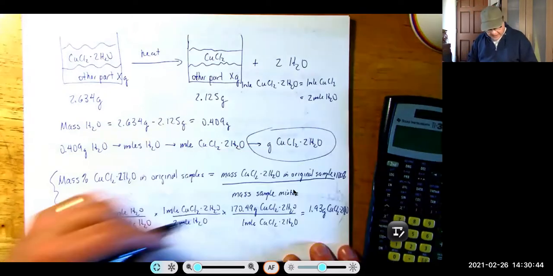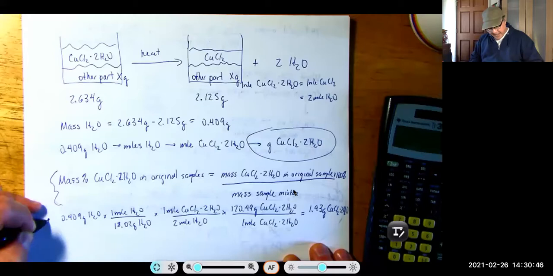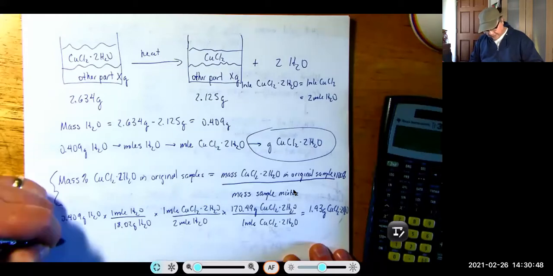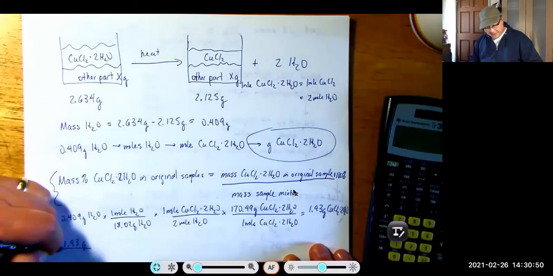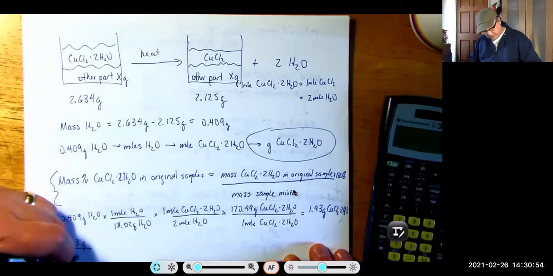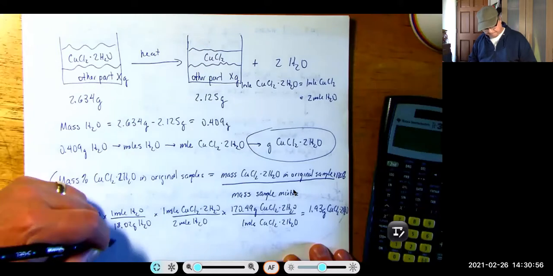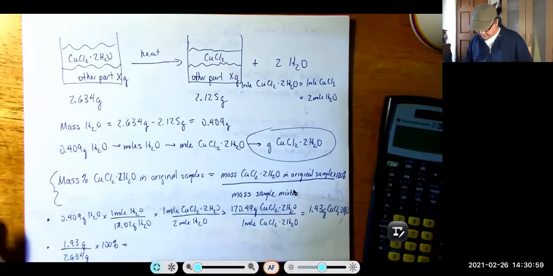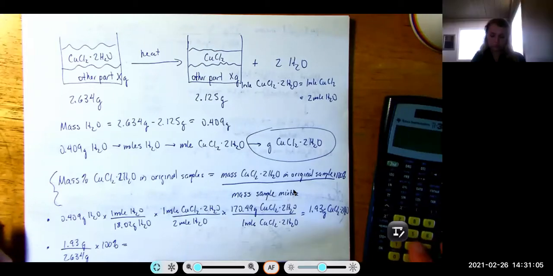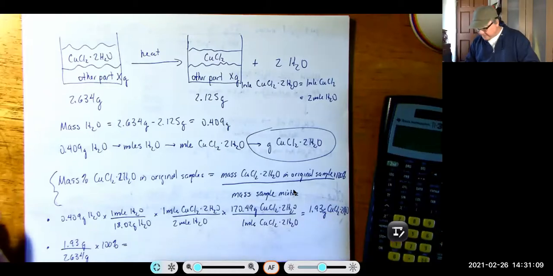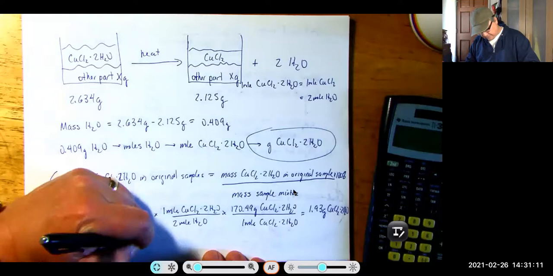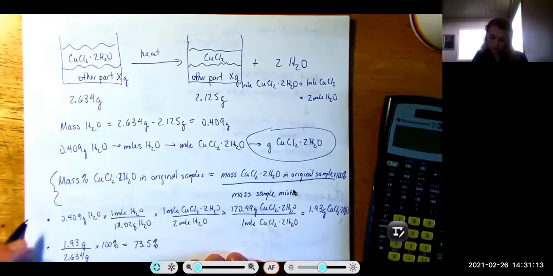So what do we do with that number here? We take that 1.93 grams, divide it by 2.634 grams, and then multiply by 100%. And I get 73%. And that's it.